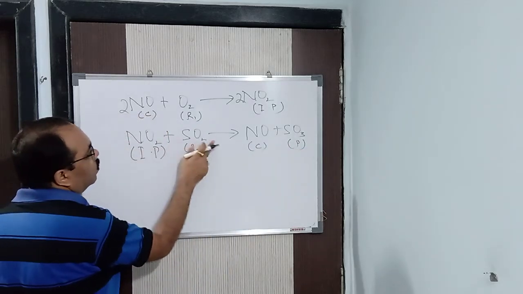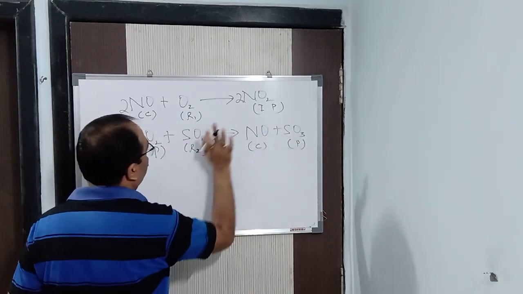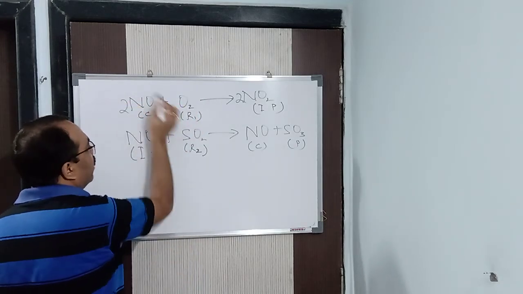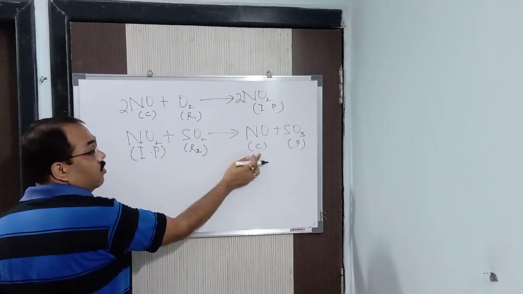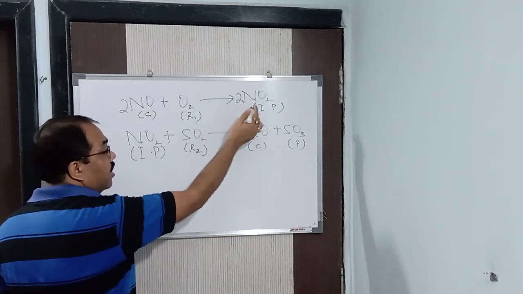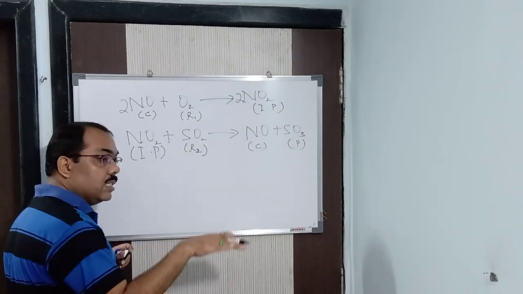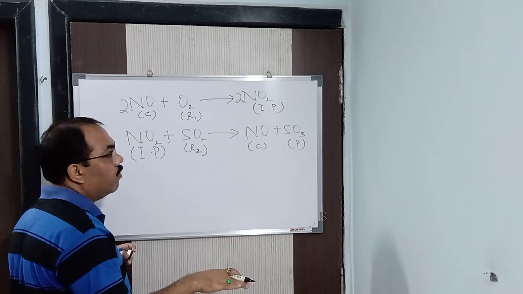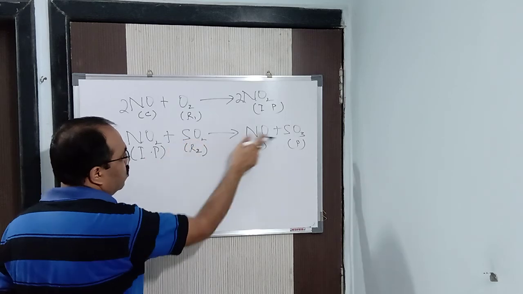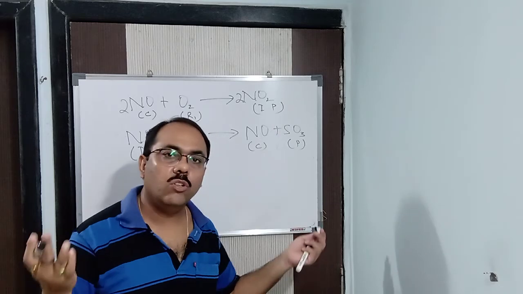See here, NO2: nitrogen 1, oxygen 4 (3 plus 1), sulfur 1. You have taken nitric oxide as a catalyst and you got back nitric oxide. So the catalyst lowers the activation energy. In the first step it forms an intermediate product at a lower energy, due to which the reaction becomes faster. In the second step it reacts with SO2 and we get the product. In this way the catalytic reaction is carried out.